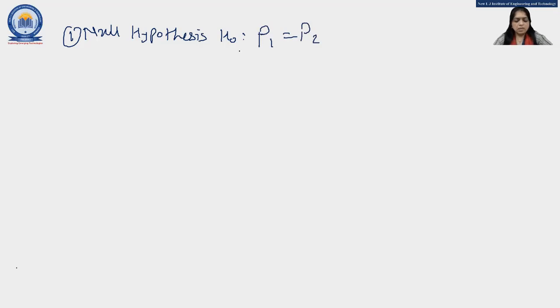So let's move for the further procedure, and that is number 1, as per the working rule. Number 1, null hypothesis, that is H naught. And what is the null hypothesis? Null hypothesis is P1 equal to P2. It means there is no significant difference in the proportion of men and women in favor of flyover.